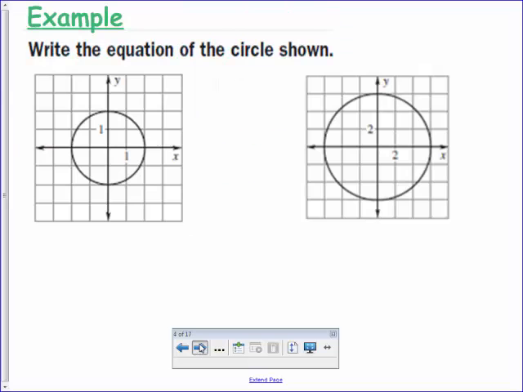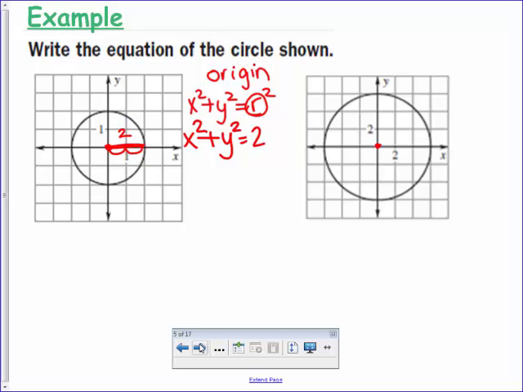So let's get some examples. The first two are if it's actually plotted and we got to write the equation. So if you notice, both of these have the center at the origin. So we're going to use the one where we're doing x squared plus y squared equals r squared. So we need to find our r. So if we look here, all I'm going to do is draw in my radius, and we can count for this one, and the radius is 2. So the formula for this one is x squared plus y squared equals 2 squared, and you do have to square it for your final answer.